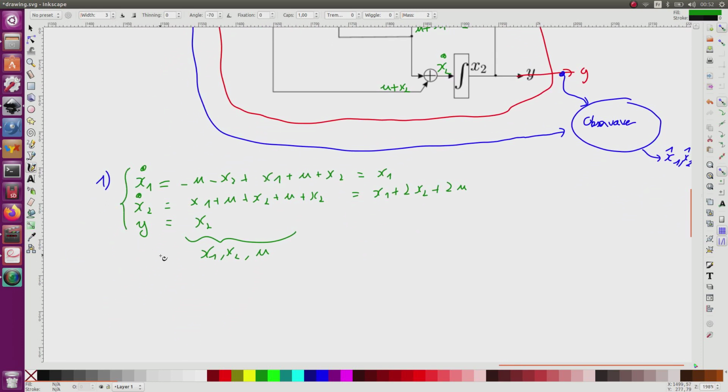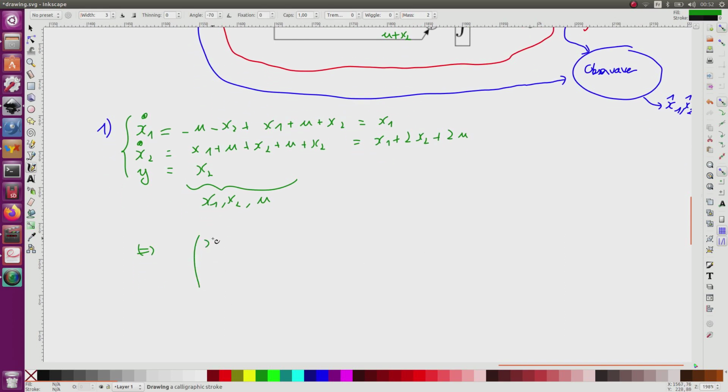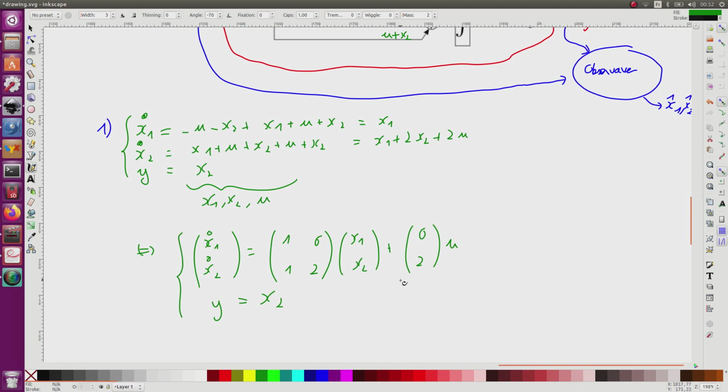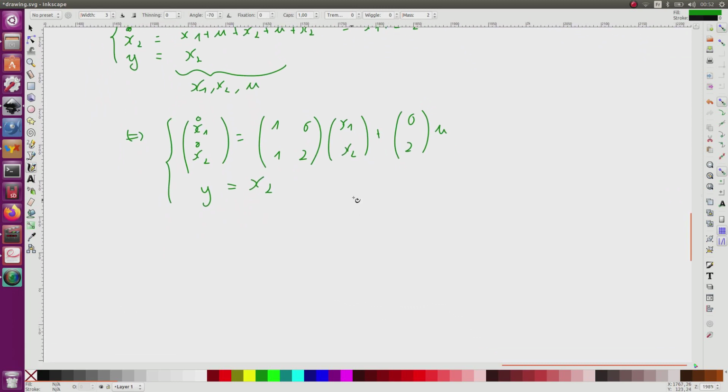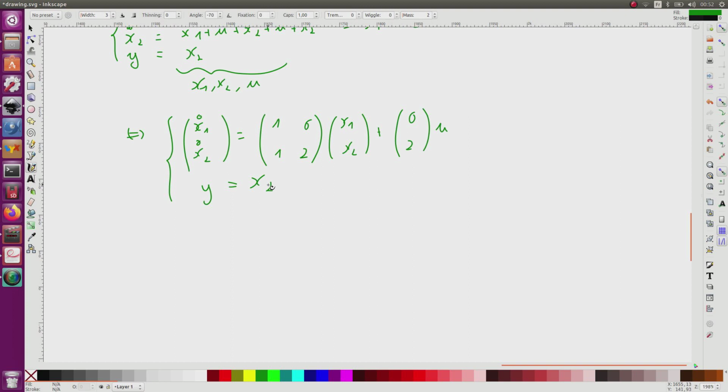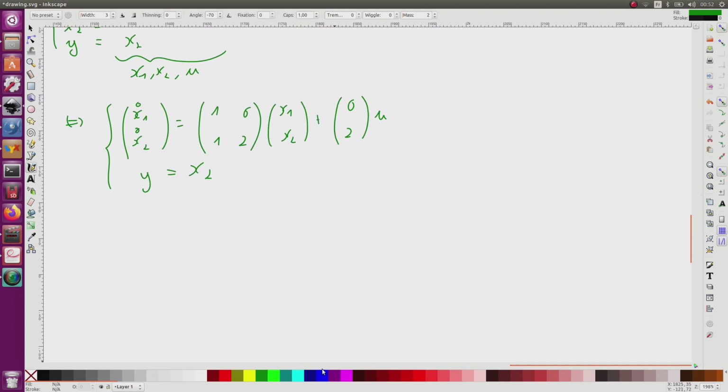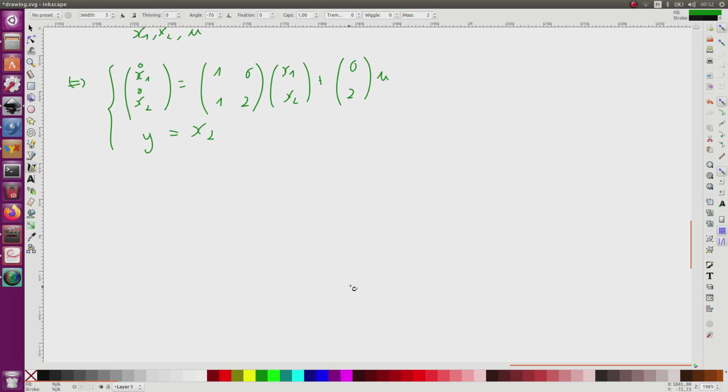So in a matrix form, I can write x1 dot, x2 dot equal to the matrix 1, 0, 1, 2 times x1, x2, plus 0, 2 times u, and here y equals x2. So it is in the matrix form. And from this one, I am able also to get a new block diagram, which will be simpler. So it will be the following.